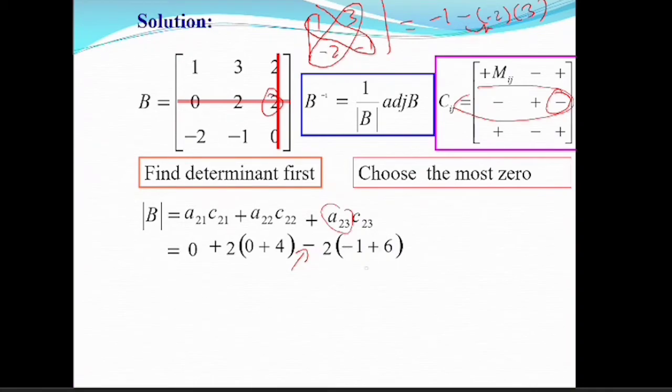And then simplify your answers. 4 times 2 is 8, and 5 times negative 2 is negative 10. 8 minus 10 is just negative 2.